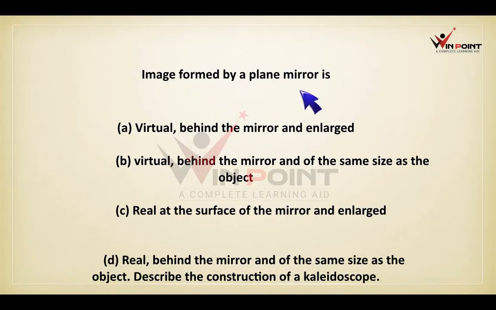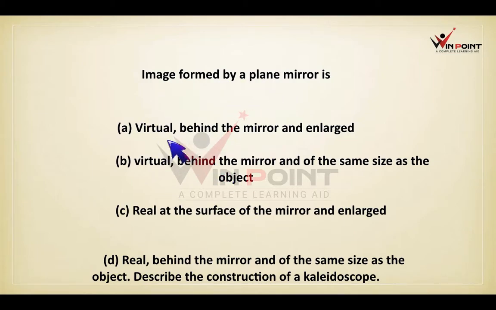Image formed by a plane mirror is. Now we are going to discuss the properties of image formed by a plane mirror. When we are discussing image, you need to learn two terms. One is virtual and one is real. There are two images, real and virtual. Real image means it is inverted image. Virtual image means it is erect image, it is upright image.